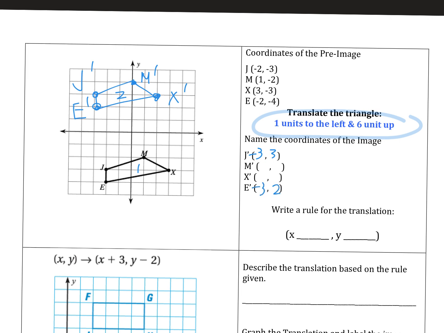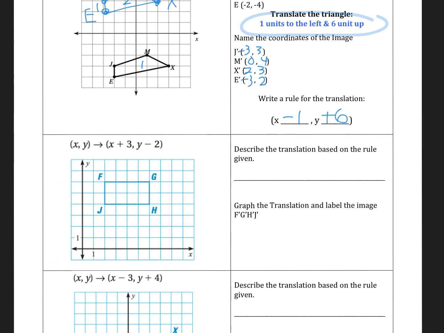And letter M is now 0, 1, 2, 3, 4. So M is 0, 4. And letter X is 2 and 3. So the rule for this one: if I went 1 to the left, I went backwards 1, and I went 6 up, which means my number went up, so plus 6. So that is how we graph.